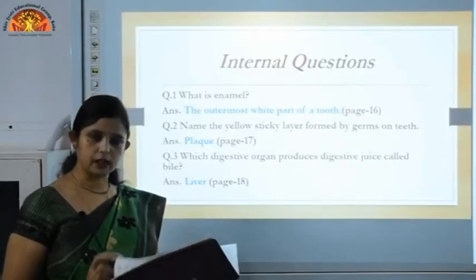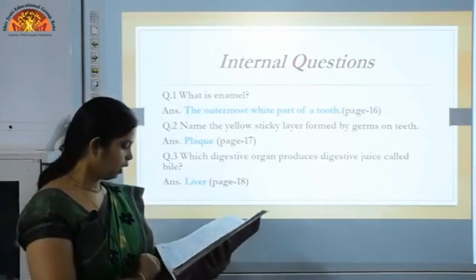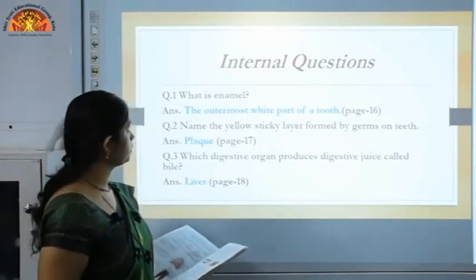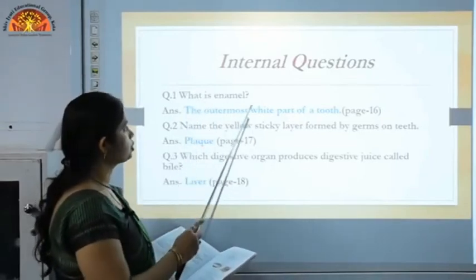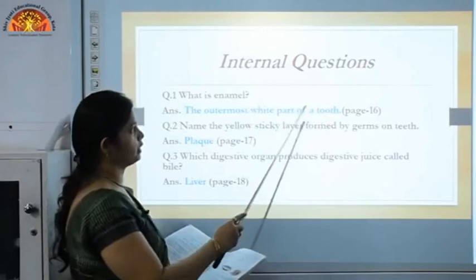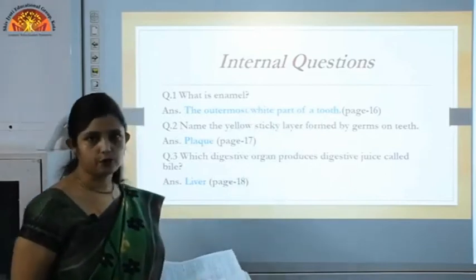Okay, so students, now let's mark some internal questions. So you take out your books, open your books, and let's start with them. So question number 1 is, what is enamel? The outermost white part of a tooth is called enamel. So you have to mark it now.